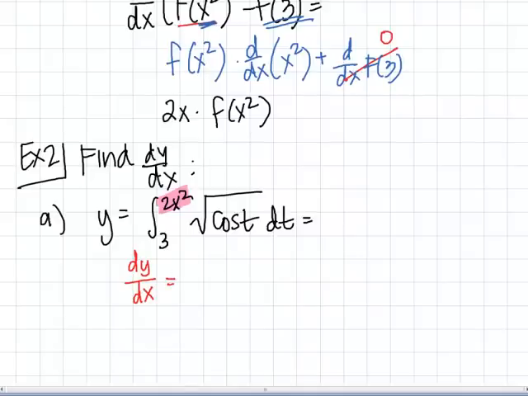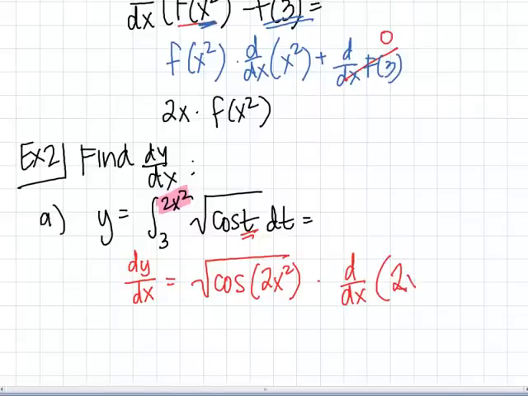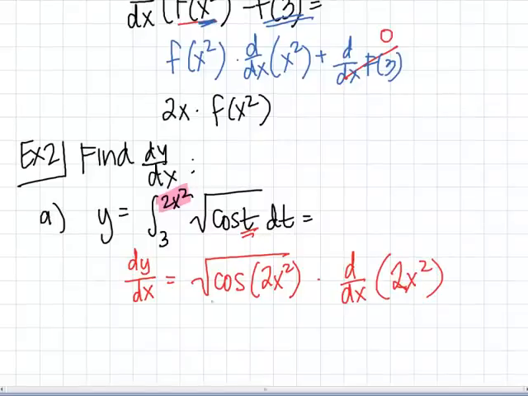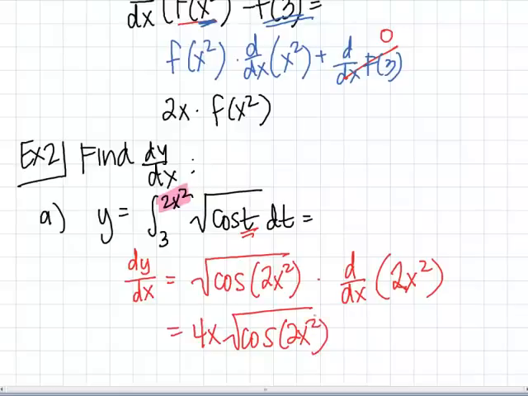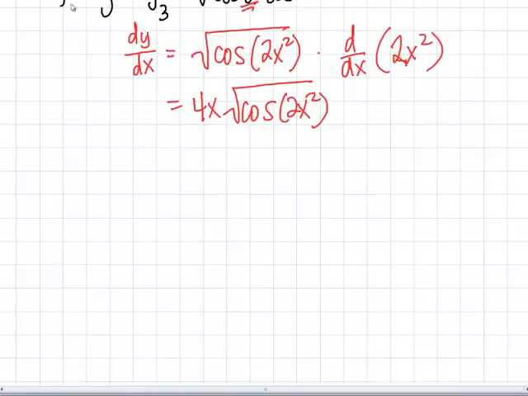So we're going to plug in the 2x squared for our variable t, so that means square root of cosine of 2x squared. And then don't forget to take the derivative of the 2x squared from our chain rule. So we get 4x square root of cosine 2x squared. It really is just as simple as that. But the important thing about this is not forgetting that you have to do this.